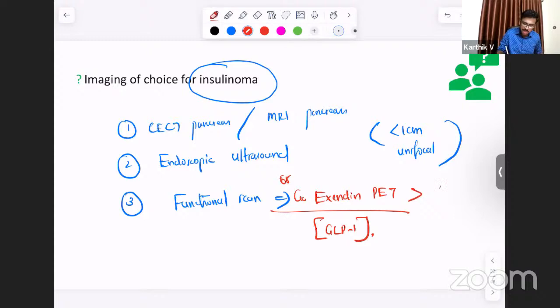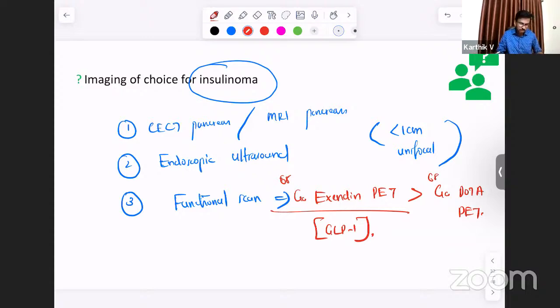The other one would be gallium 68 DOTATATE PET, DOTA-PET. The problem with DOTA-PET is that it can be positive in a non-functioning pancreatic neuroendocrine tumor also. So the exendin scan scores higher than the DOTA-PET in specifically identifying the insulinoma lesions from the pancreatic tumors.